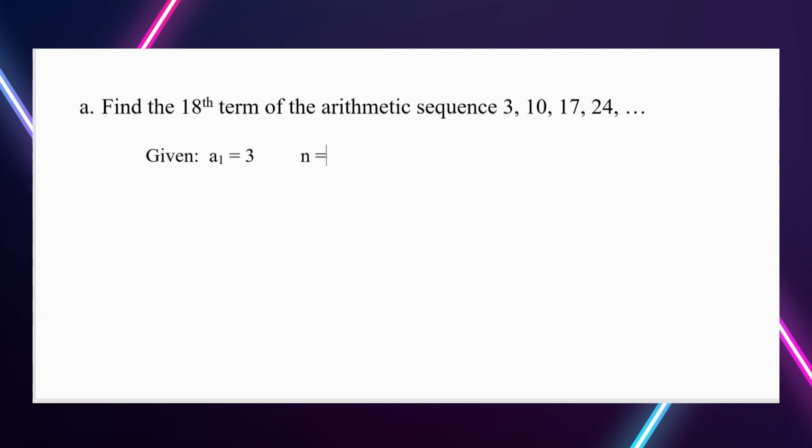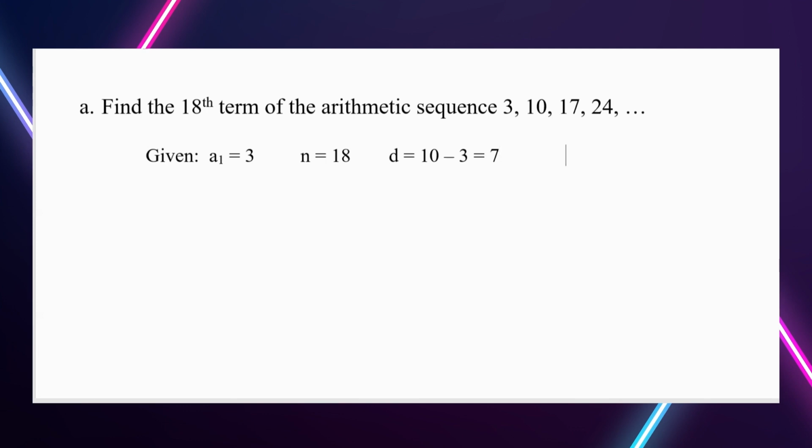Next is the value of the nth term. So since sa given natin, hinahanap natin ang 18th term, therefore, the value of our nth term is 18. Second is the value of the common difference or d. So katulad ng sinabi ko kanina, ang common difference can be obtained by subtracting the second term minus the first term. So ang ating second term ay 10, minus the first term is 3. Therefore, ang ating common difference ay positive 7.